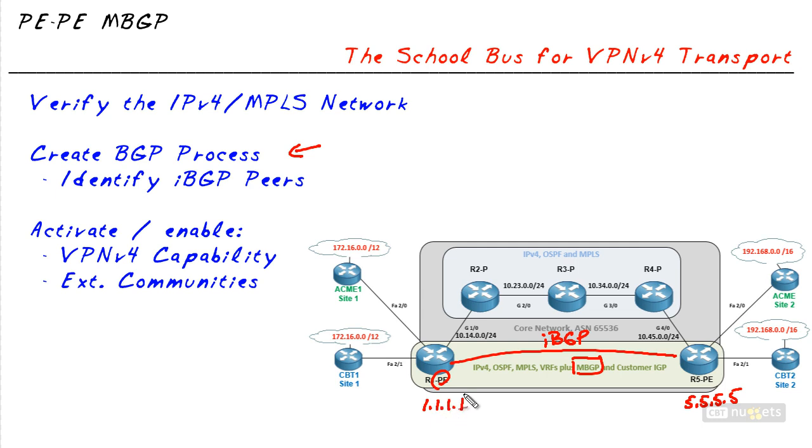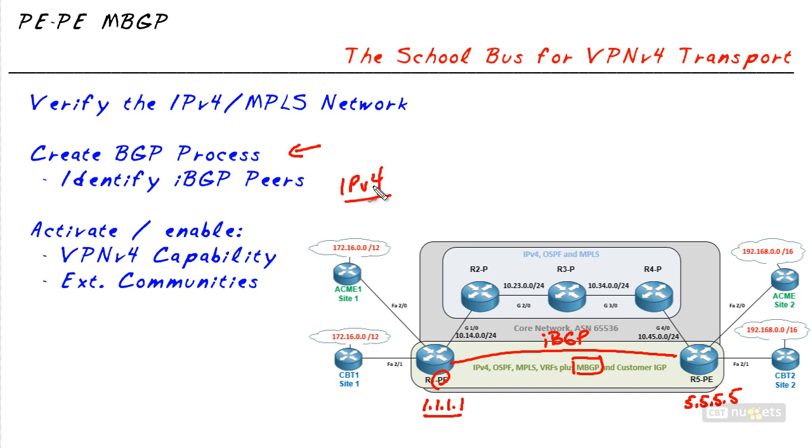We'll also want to source those BGP sessions from those loopbacks. So that way, anytime R5 receives a BGP route from R1, it'll see the next hop as R1's loopback. And vice versa. If R5 advertises a route over to R1 through BGP, R1 can see the next hop as 5.5.5.5.